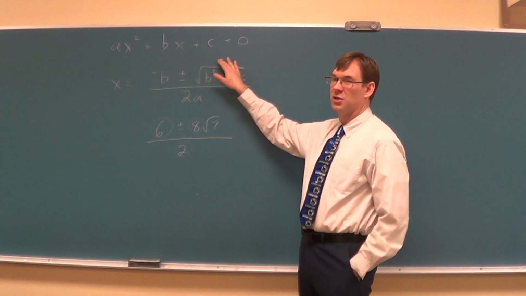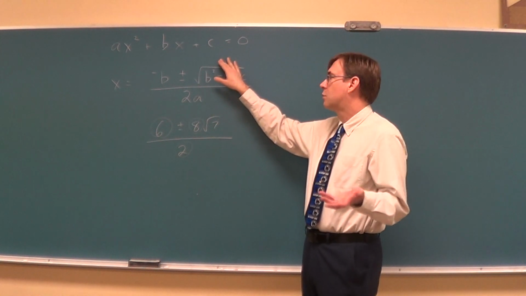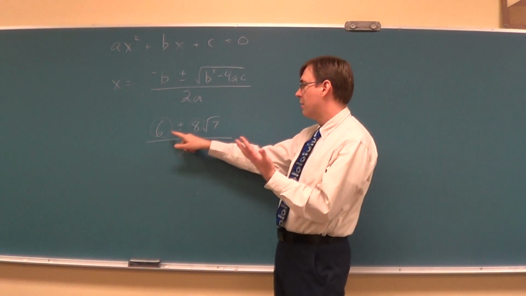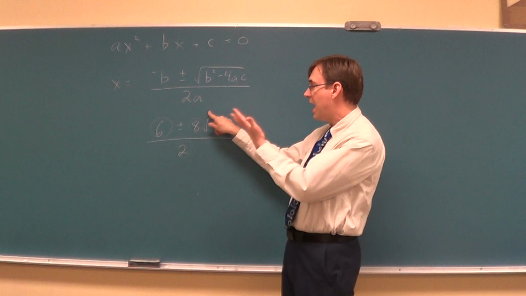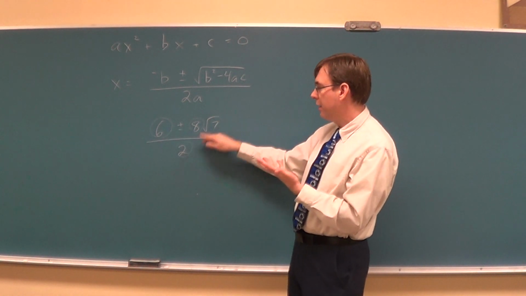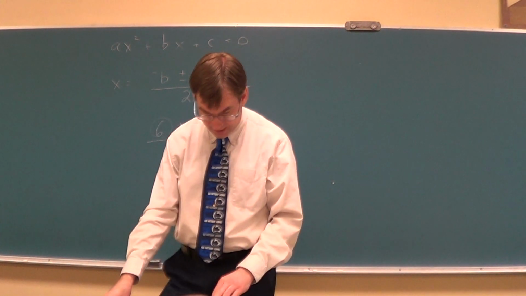You get something like the square root of, for example, 25. The square root of 25 you could turn into 5. And then maybe your answer will be like 6 plus 5 is 11 over 2. 6 minus 5 would be 1 over 2. You can pull that apart and make a couple answers out of it that way.